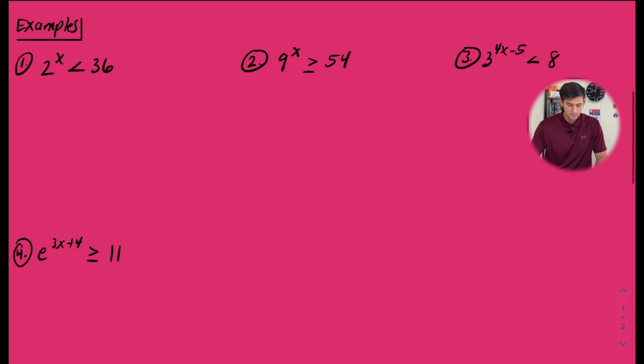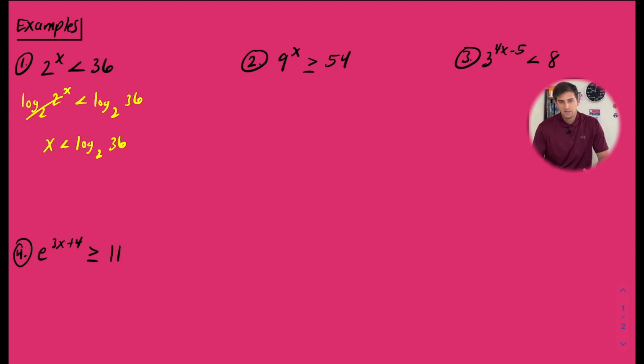So example number 1, we have 2 to the x power is less than 36. So I'm going to go ahead and take the log base 2 of both sides. So I'm going to do log base 2 of 2 to the x is less than log base 2 of 36. In doing that, log base 2 of 2 is going to cancel, and now we have x is less than log base 2 of 36.